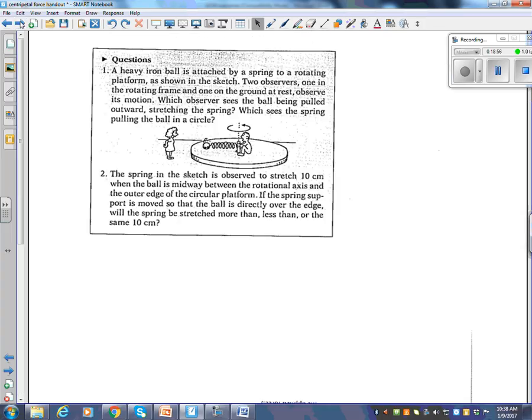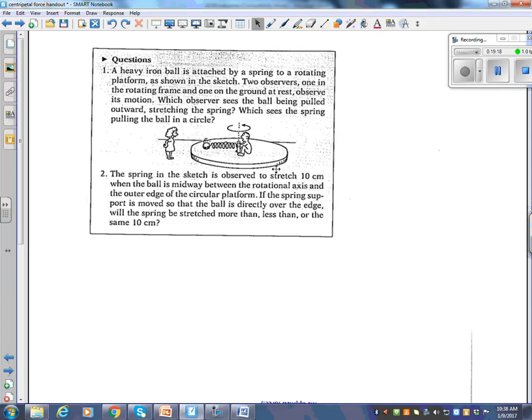Okay, so I've got 2 questions for you. I think you have them there, right? You have to do a little bit of mental thinking, or visualizing. A heavy iron ball is attached by a spring to a rotating platform as shown in the sketch. So I've got a ball here on a spring, and this merry-go-round is going to be spinning around.